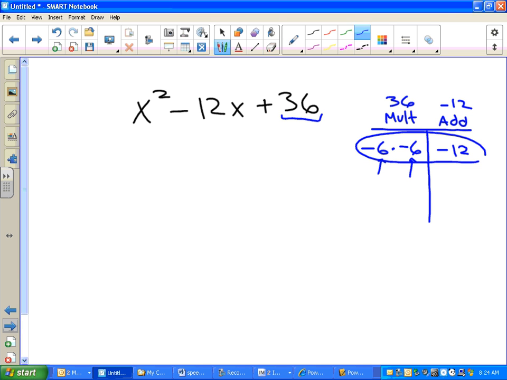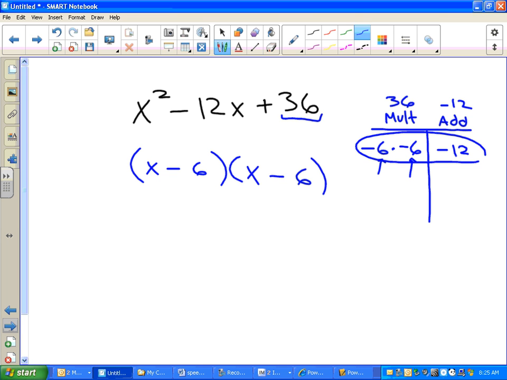So the fact that we're dealing with a 36 there, and we know that one number multiplied by itself will equal 36, that leads us into the fact that this might be a perfect square trinomial, and it's a special case. So it's done the same way, and I'm going to write my x's up front like I normally do. And since I know that negative 6 times negative 6 equals positive 36, I'm just going to write in my negative 6's like this.